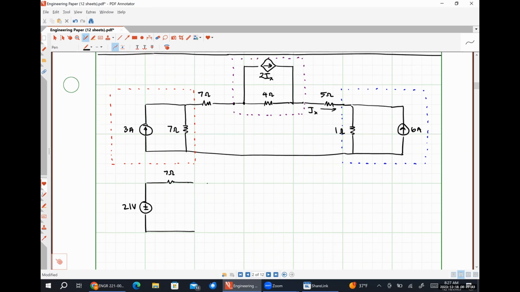What about my practical current source in the top middle in purple? What's that going to transform into? Eight IX in series with 4 ohms. Is the positive polarity terminal of the voltage source going to be on the left or the right? On the right, absolutely correct. So let's go ahead and drop that guy in.